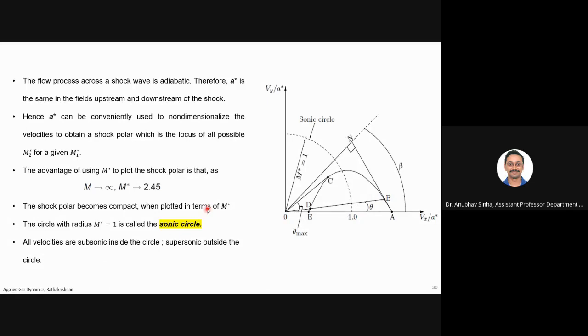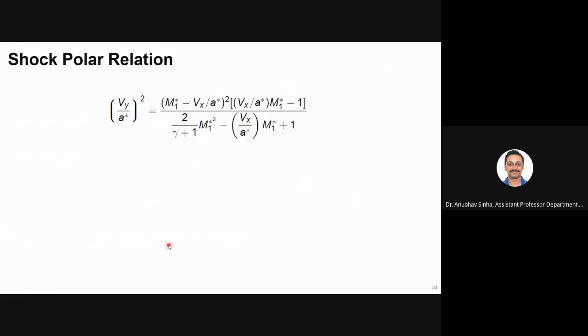Now, what is the advantage? Why should I use M star? As we have seen previously, when Mach number goes to infinity, M star goes to 2.45. So that makes our graph more compact and more usable. This we have discussed. Fine, moving on. This is the relation where you can relate your M star with Vx and Vy.